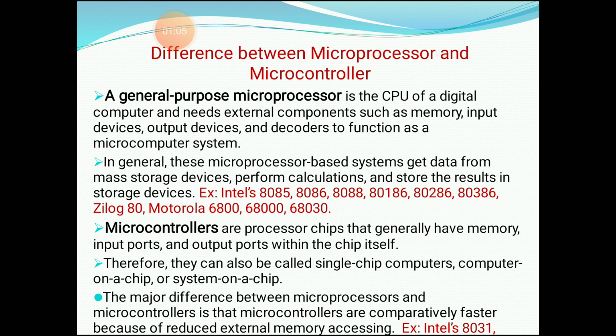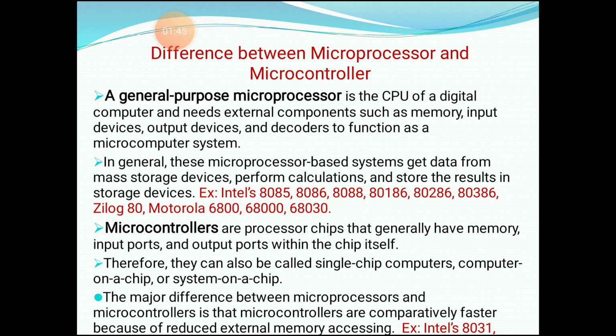A microprocessor is a CPU of a digital computer and needs external components such as memory, input devices, output devices, and decoders to function as a microcomputer system. In general, the microprocessor based system gets data from the mass storage devices, that is RAM and ROM, performs calculations using the ALU and stores the result in the storage devices.